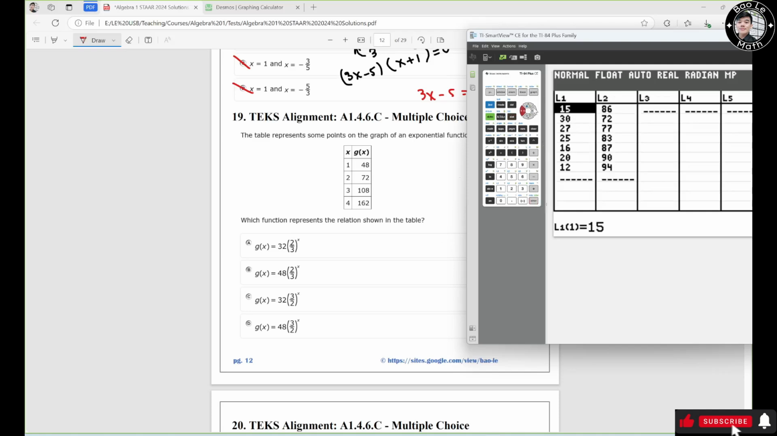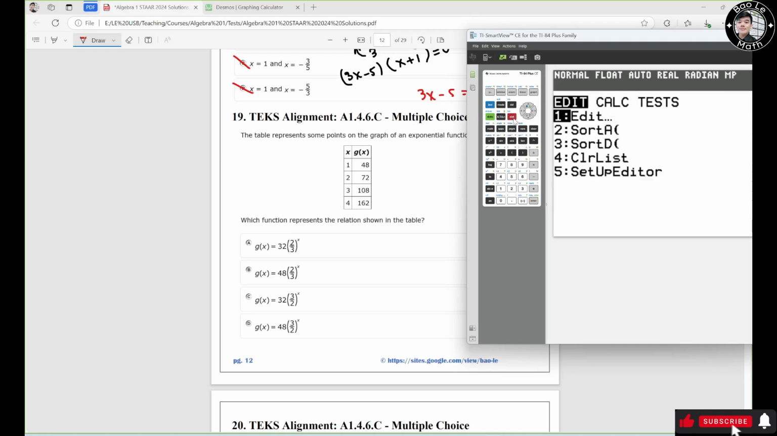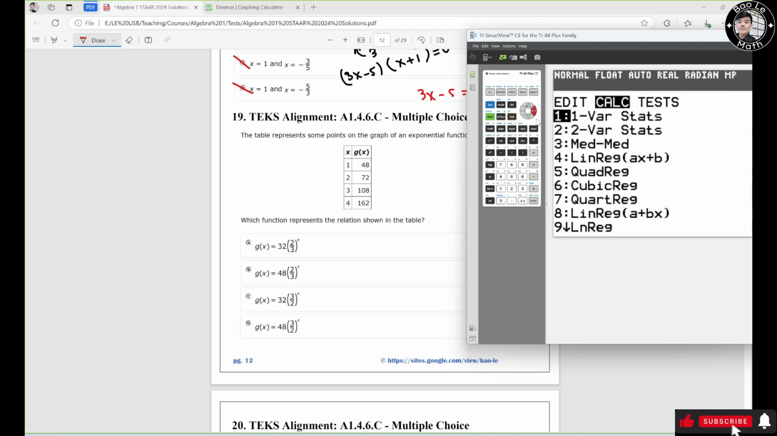Now input the value for the first column, right? Go up, hit clear, go down. Now it should be 1, 2, 3, 4, right? Now go to the right, go up, hit clear, go down. Now 48, 72, 108, 162. Alright. Now hit start again, go to calc.